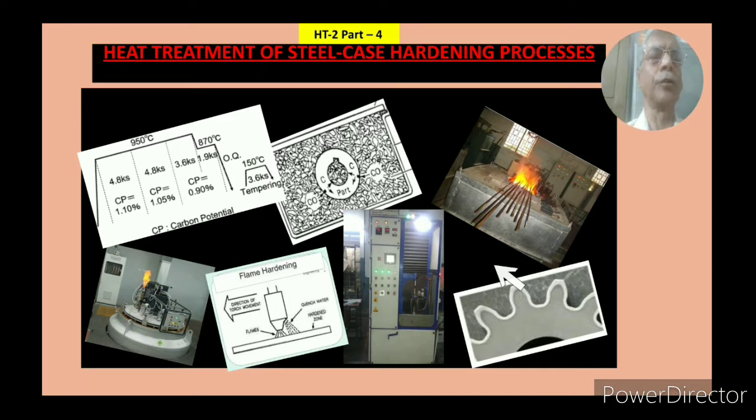This is part 4 of heat treatment series 2, on gas carburizing. Prior to this I have already told you about solid and liquid carburizing. So this particular part 4 is on gas carburizing. Let us see what it contains.